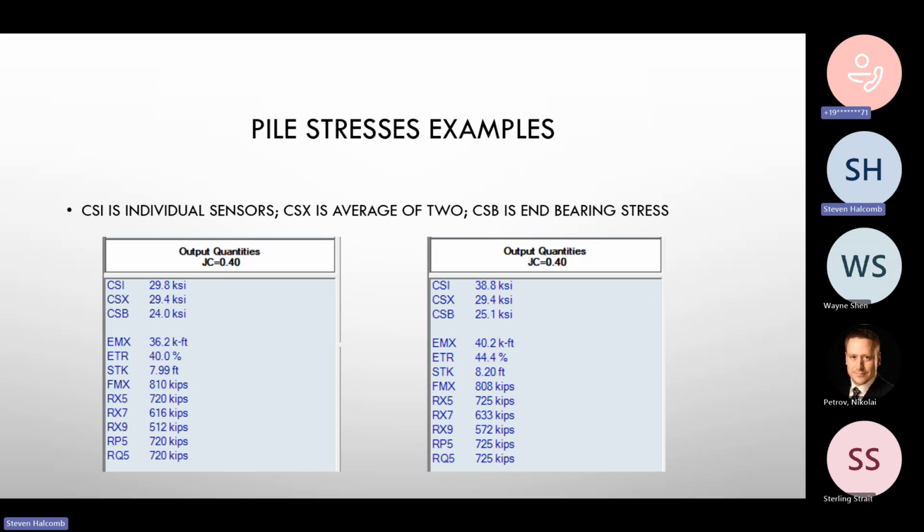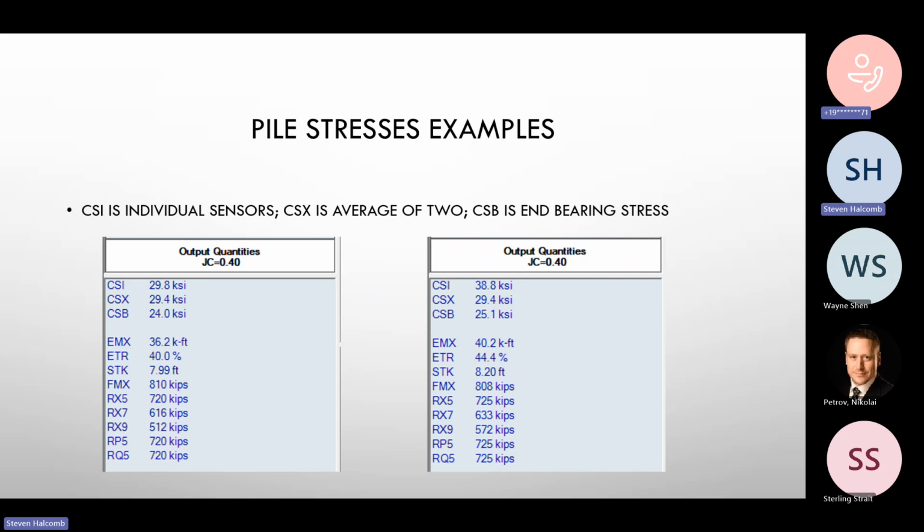The X is the average of the 2 or 4, however many strain gauges you have, and then the CSB is the bottom stress that you're seeing there at the toe of your pile when you're driving. The CSB can be a little bit deceiving if you've got a shoe or something on the bottom and a much thicker wall down there. So a lot of times it's conservative anyway, but you do want to be mindful of your bottom stress. As Dave mentioned, if you hit something, you can start to overstress it.